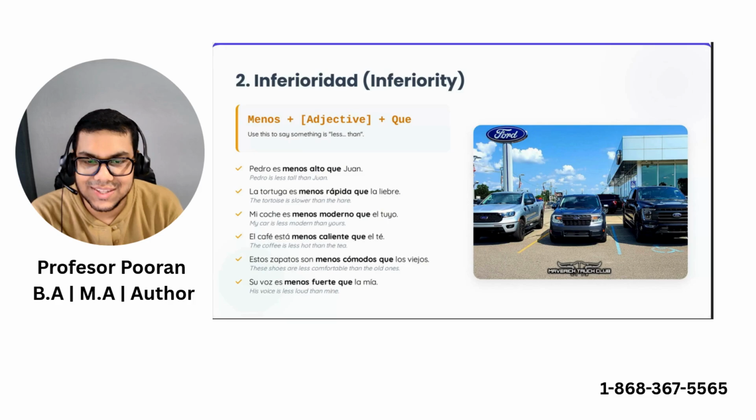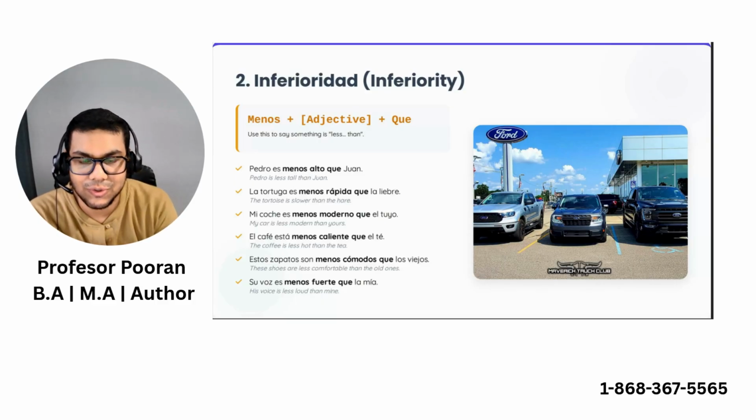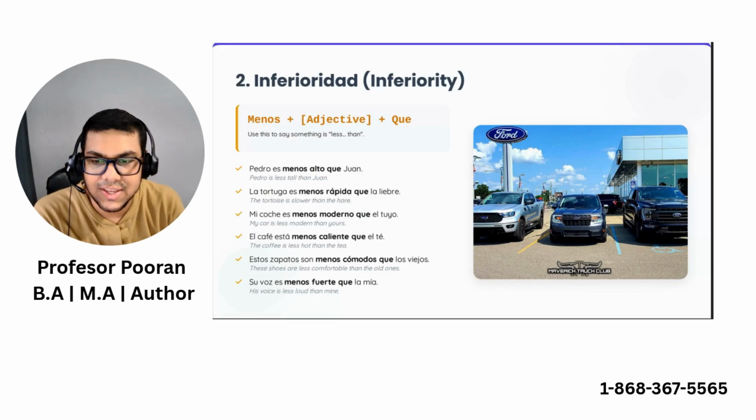La tortuga es menos rápida que la liebre. Now, perfect example, you're seeing the tortoise is slower than the hare, and here you're actually seeing tortuga agrees with rápida. Mi coche es menos moderno que el tuyo. My car is less modern than yours. El café está menos caliente que el té. The coffee is less hot than the tea.